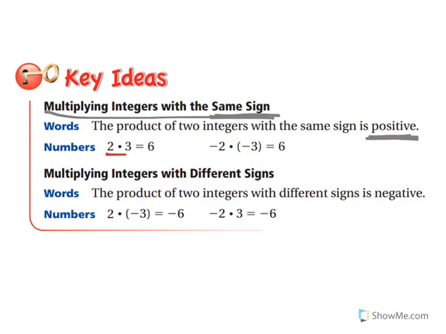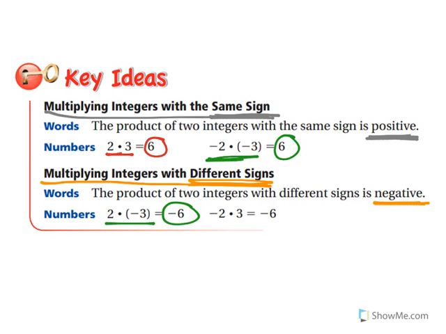So for example, if both are positive, like 2 times 3, we get a positive answer, 6. If they are both negative, like negative 2 times negative 3, you still get a positive answer, 6. Now, what happens if you multiply integers with different signs? If they're different signs, your answer will always be negative. For example, a positive times a negative gives a negative answer. A negative times a positive also gives a negative.